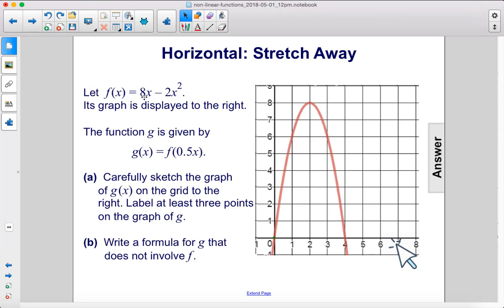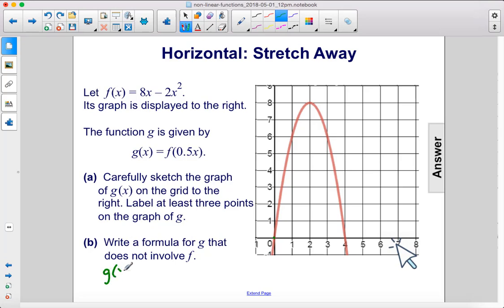Let f of x equal 8x minus 2x squared. Its graph is displayed to the right. The function g is given by g of x equals f of 0.5x. Carefully sketch the graph of g of x on the grid to the right. Label at least 3 points. Write a formula for g that does not involve f. I'm going to do this step first because that will help us plot out our points.